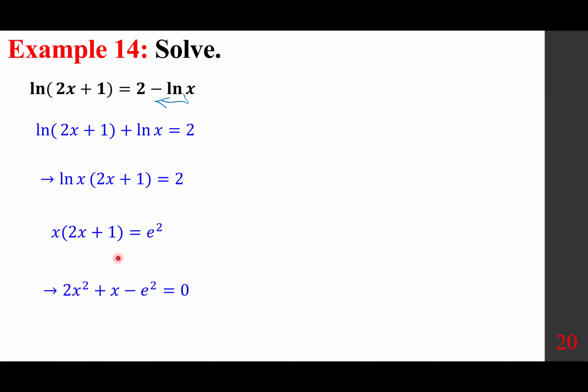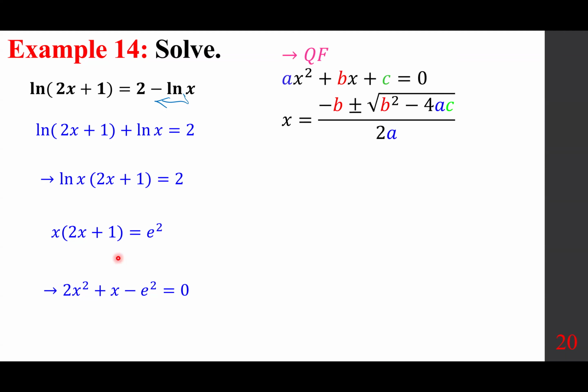And you want to solve this. Remember, e is not a variable. e is a number. You have to use the quadratic formula, reminding you that for ax squared plus bx plus c equal to 0, x is minus b plus or minus the square root of b squared minus 4ac, over 2a. So what is a? 2. What is b? 1. What is c? Minus e squared. So plug in.